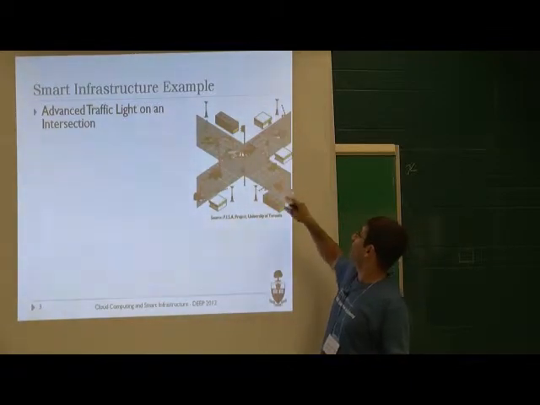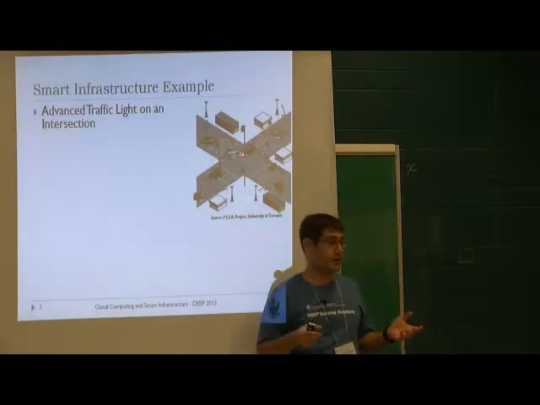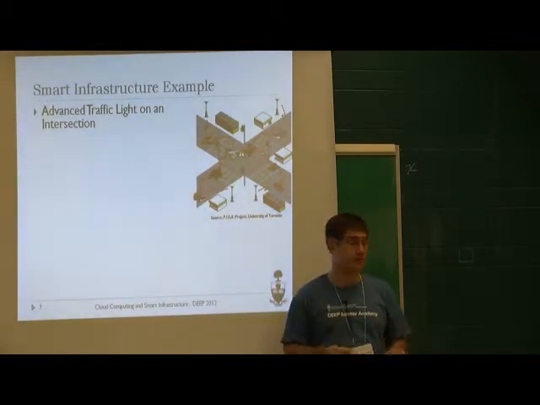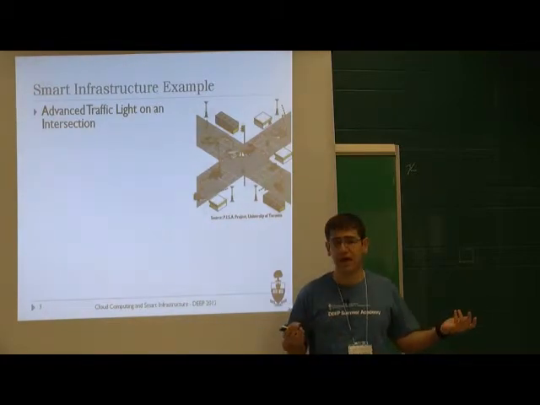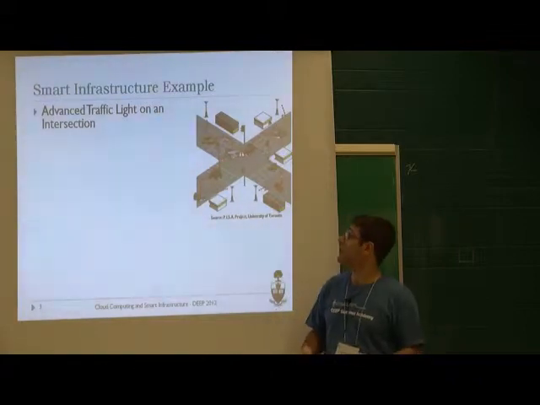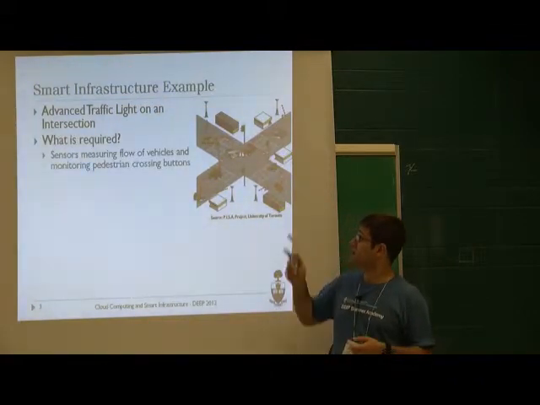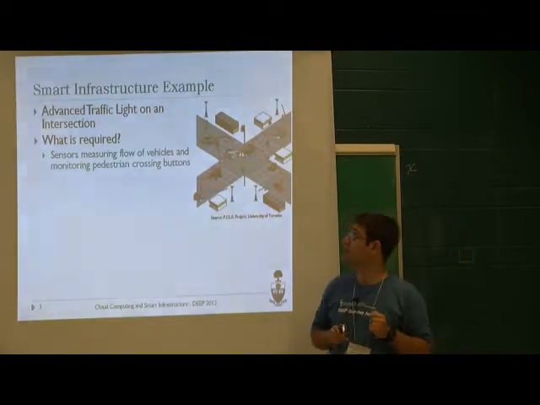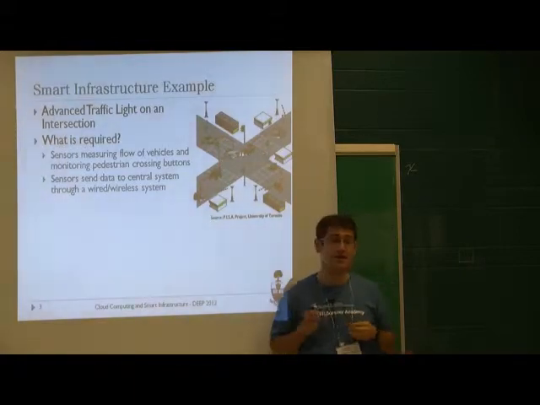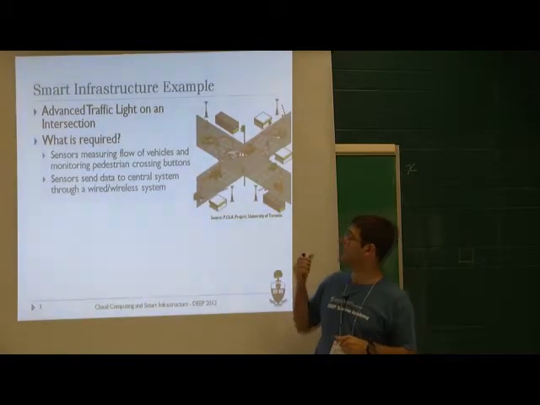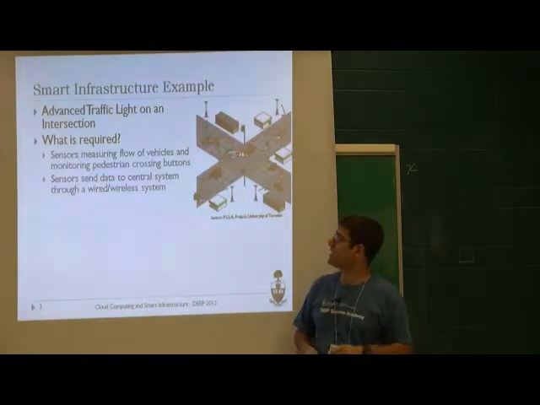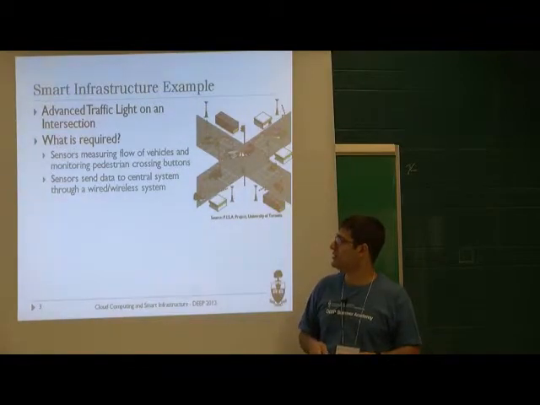Okay. So you have different places where someone could press, right? If the major road is north-south, the person crossing could be heading east or heading west, right? So you need to detect both of those with sensors. Sensors, so the first one is measuring the flow of the vehicles, and then monitoring pedestrian crossing buttons. Sensors have to send this to a central system. It's usually wired, but you can also have it wireless.